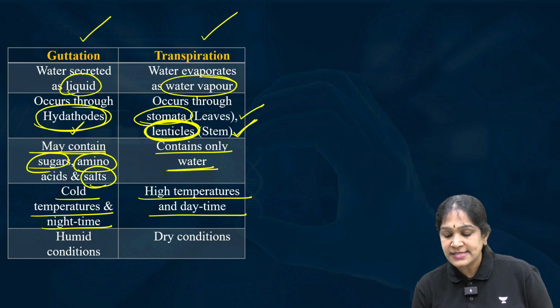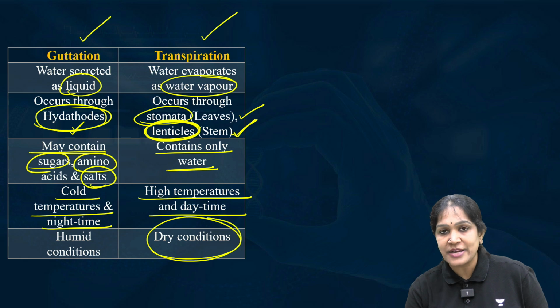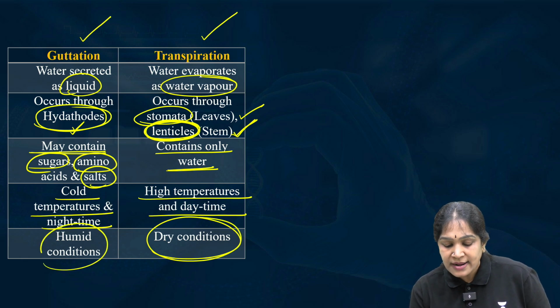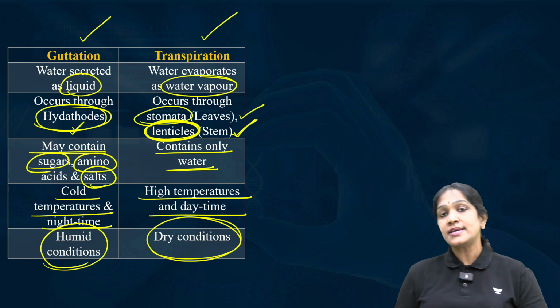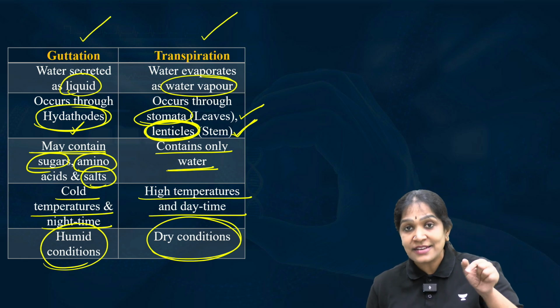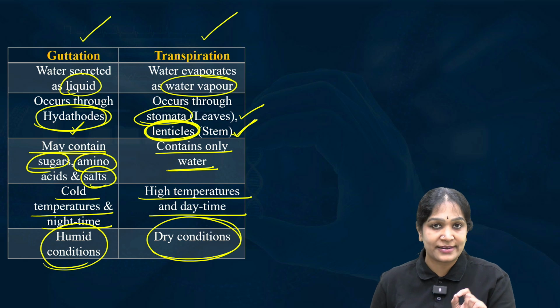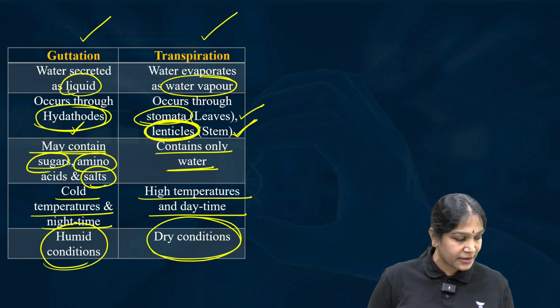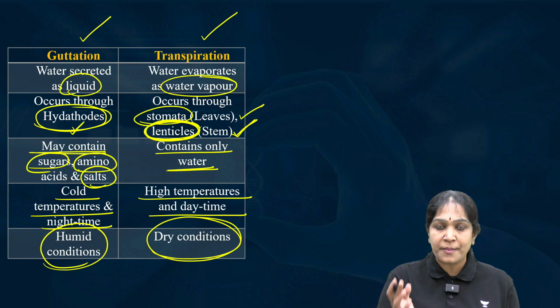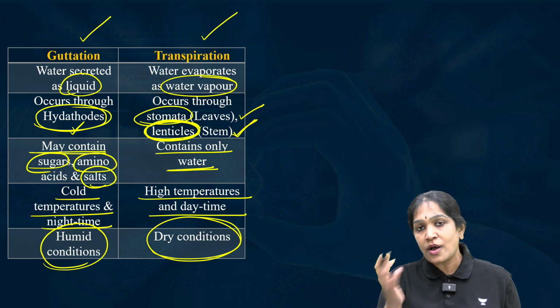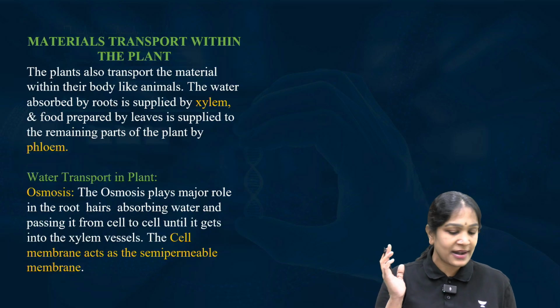One more difference is in the dry conditions transpiration occurs, and in the humid conditions guttation occurs. That is the reason why in the rainy season we see guttation more prominently, isn't it? More than in the case of summer. Okay, so this is transpiration and guttation. What is the common point between both of them? The loss of excess water from the plant.